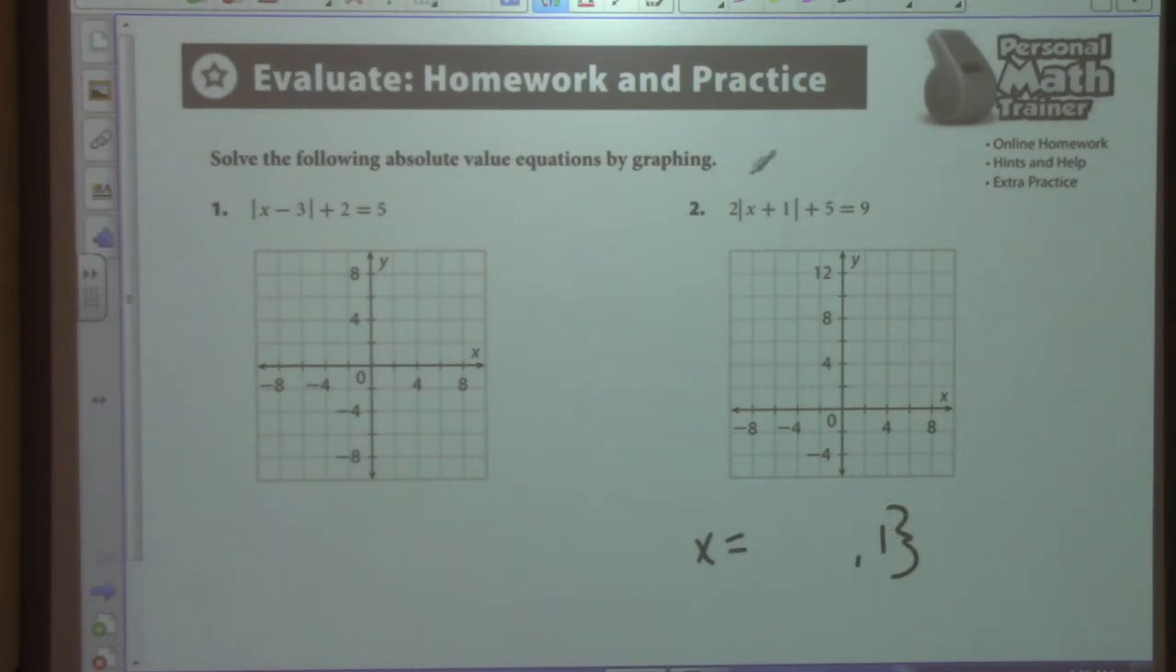Let's try 1. If we try 1, 1 plus 1 is 2, right? 2 times 2 is 4. 4 plus 5 is 9. So 1 definitely checks out. What was our other solution here?